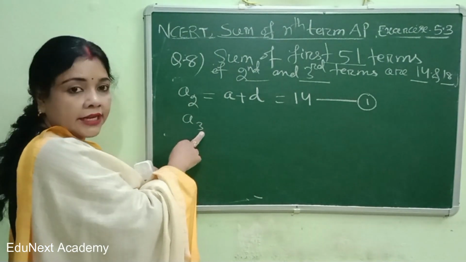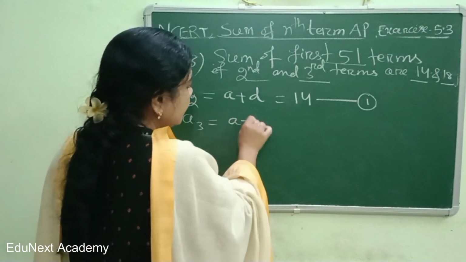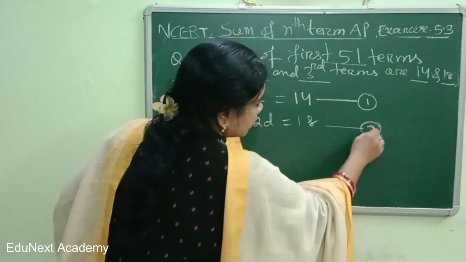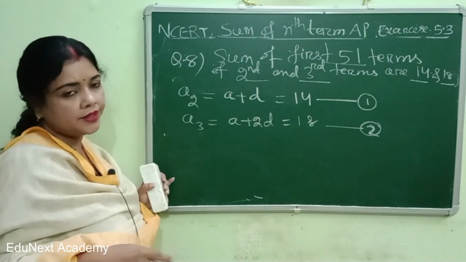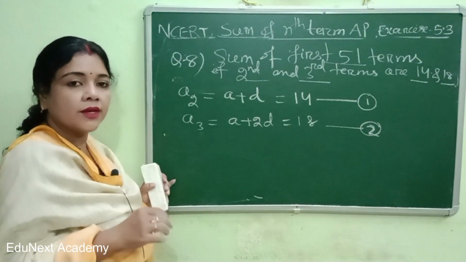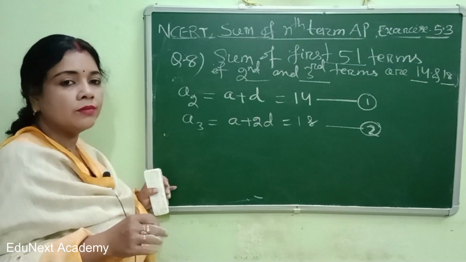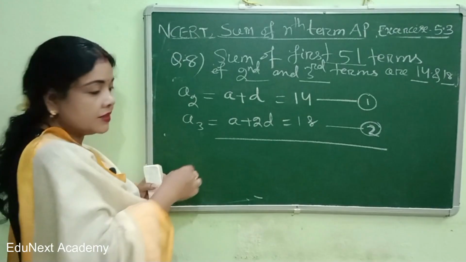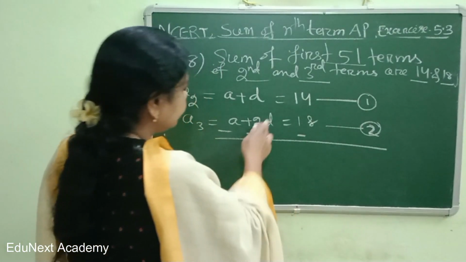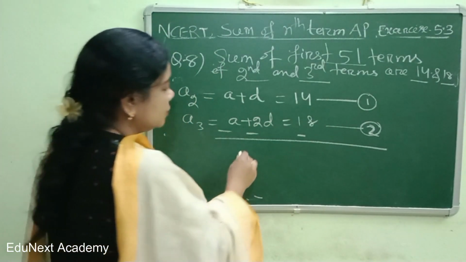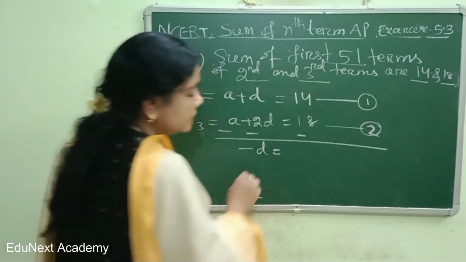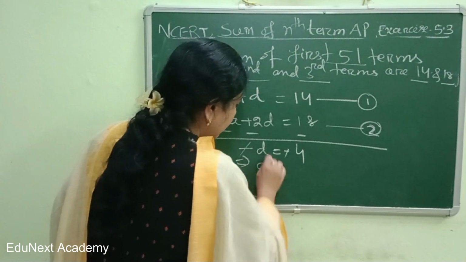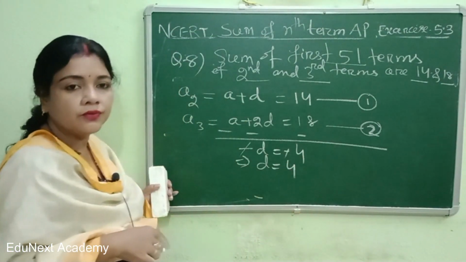Similarly, the third term is a plus 2d, which is 18. I have already discussed this type of problem in my previous class. If you want to check, you can follow my previous video also. Now let us solve this. Subtracting, I get d minus 2d, that is minus d, equal to minus 4. This implies d is equal to 4.